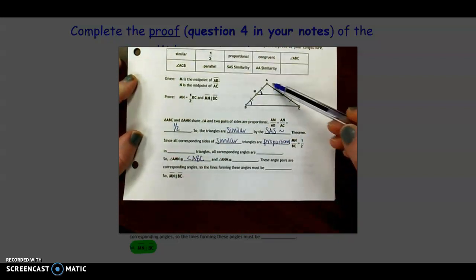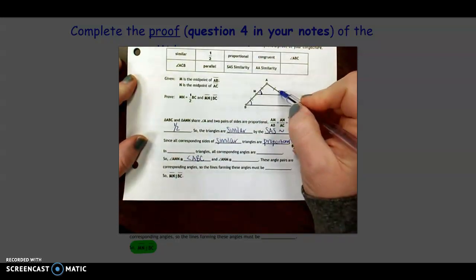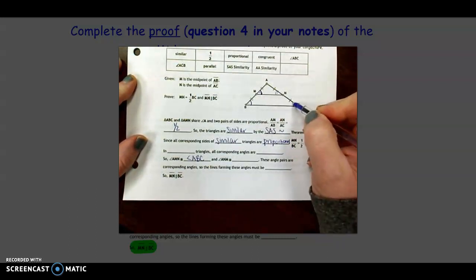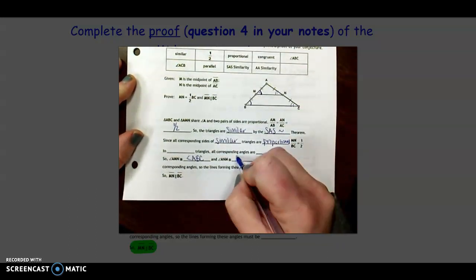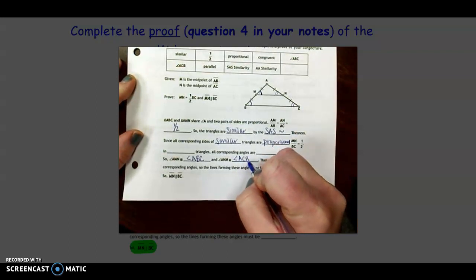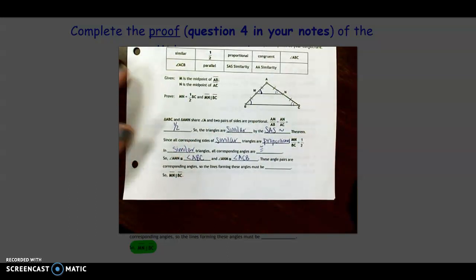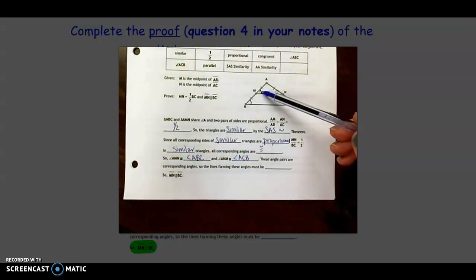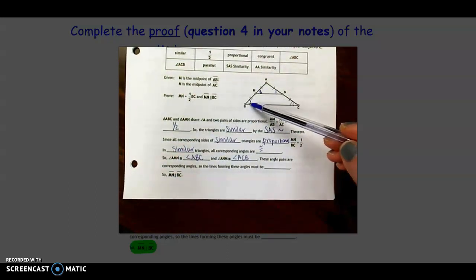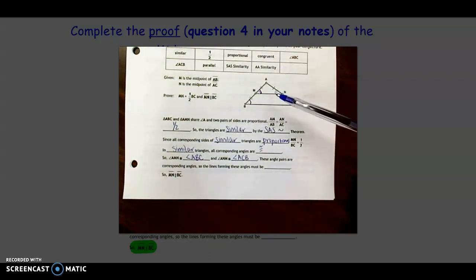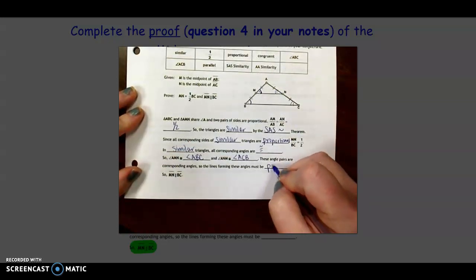Likewise, angle ANM, which is this one right here of the small triangle, would have to be congruent to this one down here of the large triangle, which is angle ACB. Now, what type of angles are those? Remember, those angles are called corresponding angles. And we learned the converse of the corresponding angles theorem says if the corresponding angles are congruent, then what must be true about these sides? They must be parallel to each other.